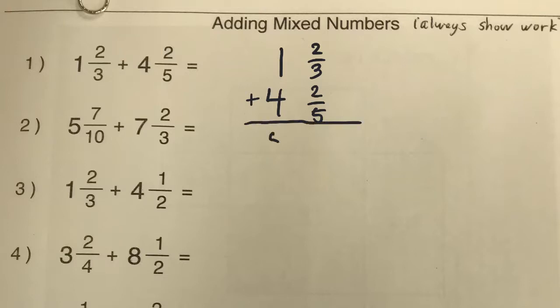The second step is very simple. I add my whole numbers together. The trickier part now is the fractions, because I've got different denominators. So the next step is find a common denominator, and it's going to be for thirds and fifths. The common denominator is going to be 15ths. And hopefully you know how to convert these fractions, because that's the next step.